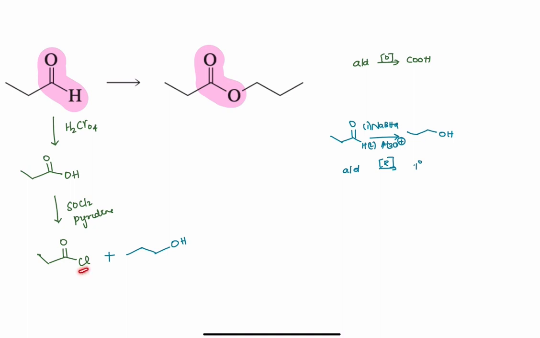In place of chlorine, you will have this propoxy group, and this reaction is called nucleophilic addition elimination. You can take a look at the mechanism for this nucleophilic addition elimination reaction, where first a tetrahedral intermediate is formed, and later on it collapses to give you the final product, which is an ester.